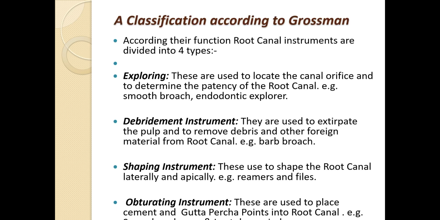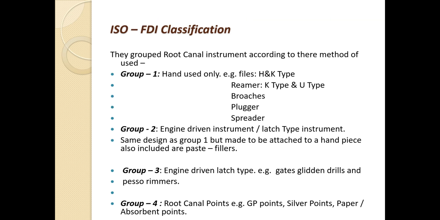Classification according to Grossman. According to their function, root canal instruments are divided into 4 types: exploring, debridement instruments, shaping instruments, obturating instruments. ISO FDI classification: they group root canal instruments according to their method of use. Group 1, Group 2, Group 3 and Group 4. Group 1 is hand used only. They are H and K type reamers, K type and U type, broaches, pluggers, spreaders.